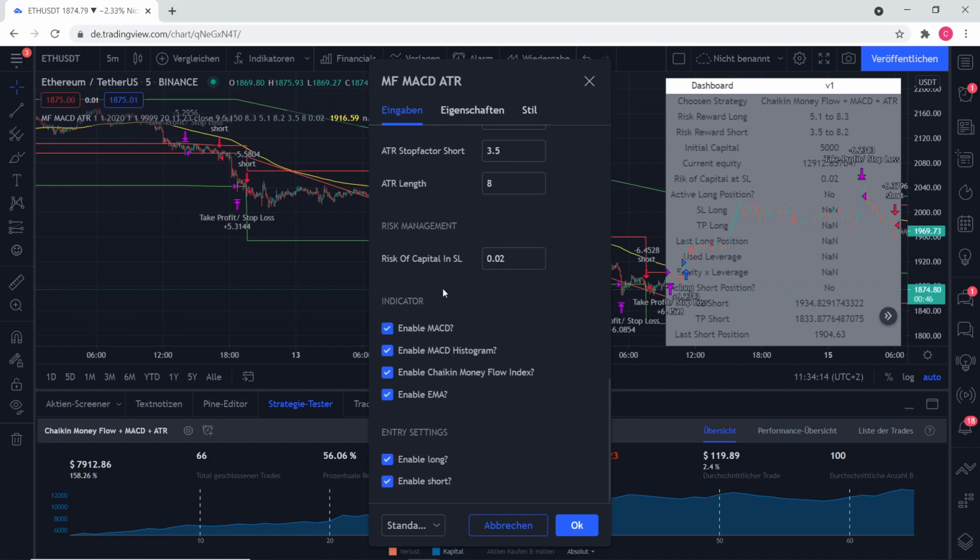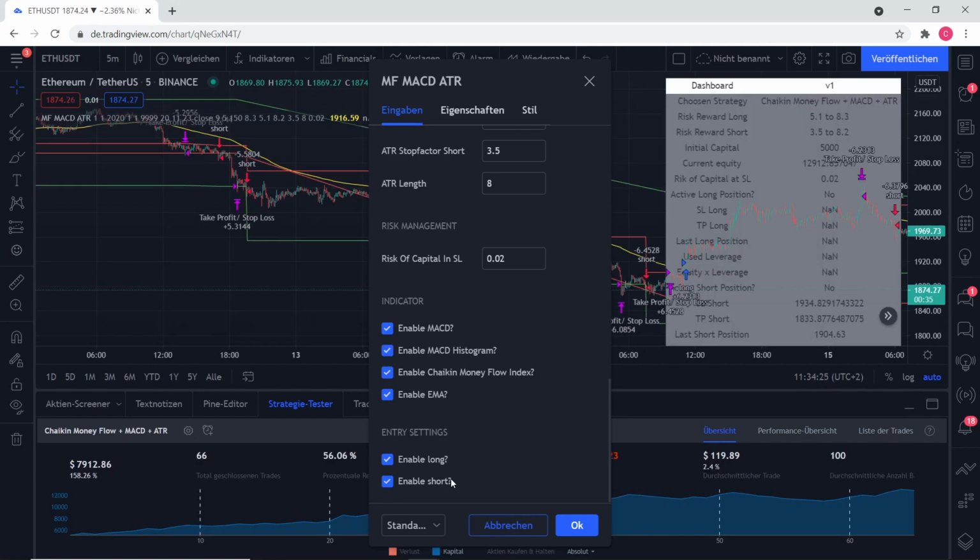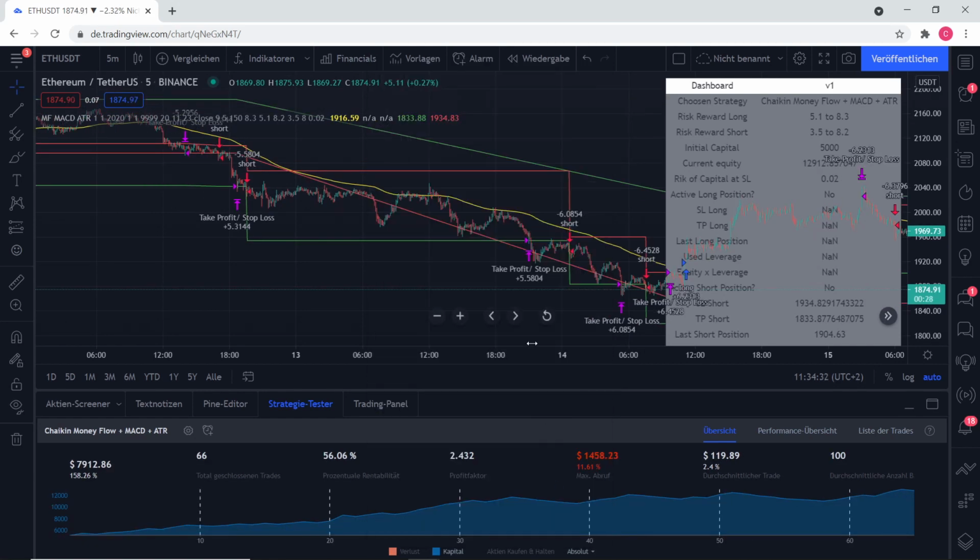Under indicator you have the possibility to select or deselect the used indicators and to combine them. In the default settings all indicators are selected. You can try out which combination makes the most sense. And last but not least there is the possibility to select only long and only short positions. These were the settings. Now I show you the table.